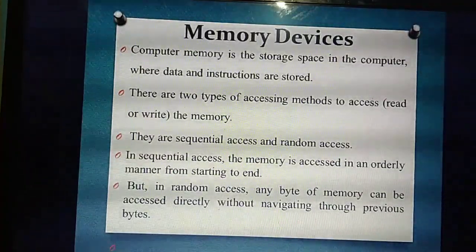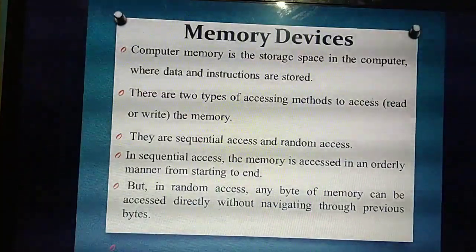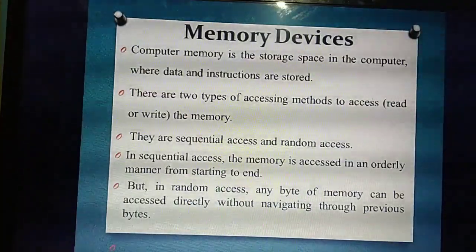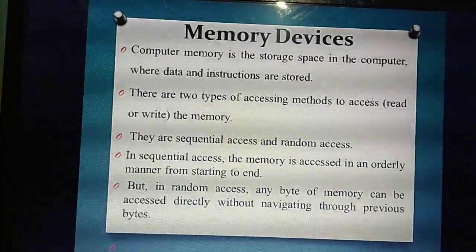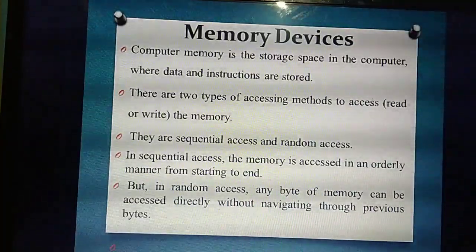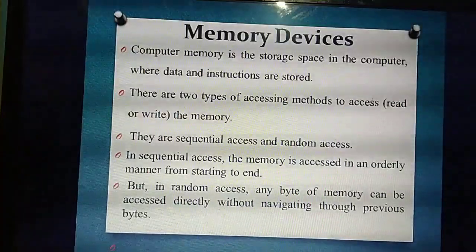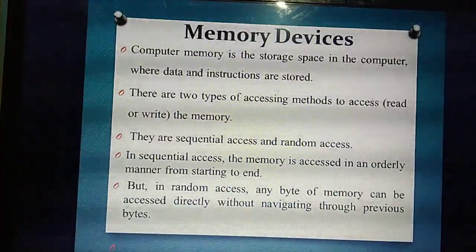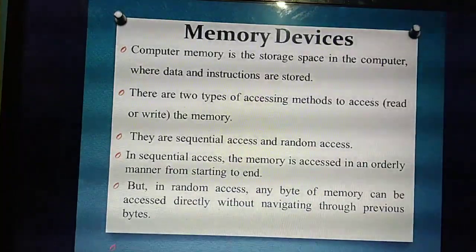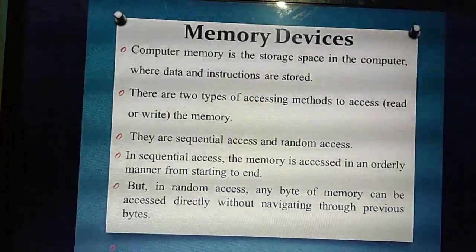Listen, random access means random. The name itself says random. For example, the same example I am telling. You are asked to sit in your class as per your wish, not by roll number. Maybe roll number 1 will sit in the first bench, roll number 2 in the second bench, roll number 3 in the middle bench. Is there any order? No, that is random. Understand?